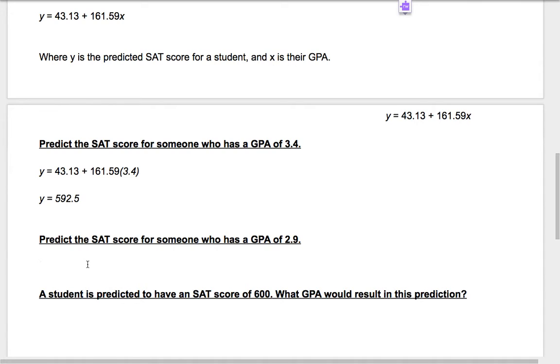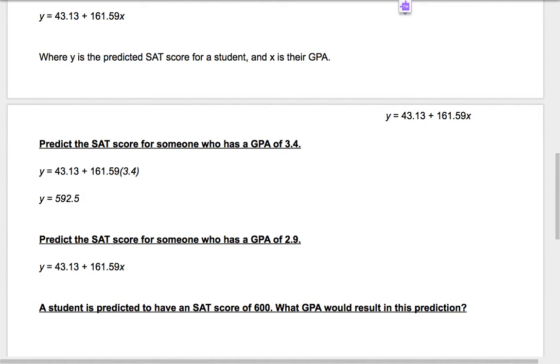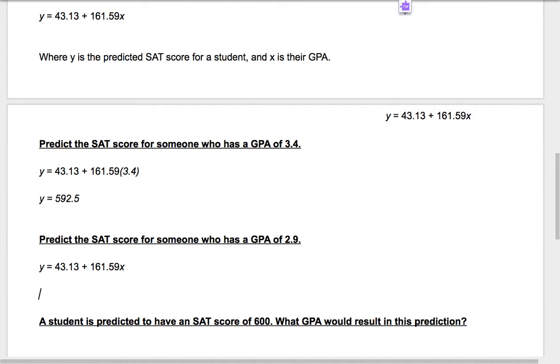We can do that again here as well. So about 2.9. I have a 2.9 GPA. What am I expected or predicted to get on the SAT? So I take out x because that represents GPA, and I put 2.9 in its place. And I just plug that into my calculator now. 43.13 plus 161.59 times 2.9. I get 511.7.